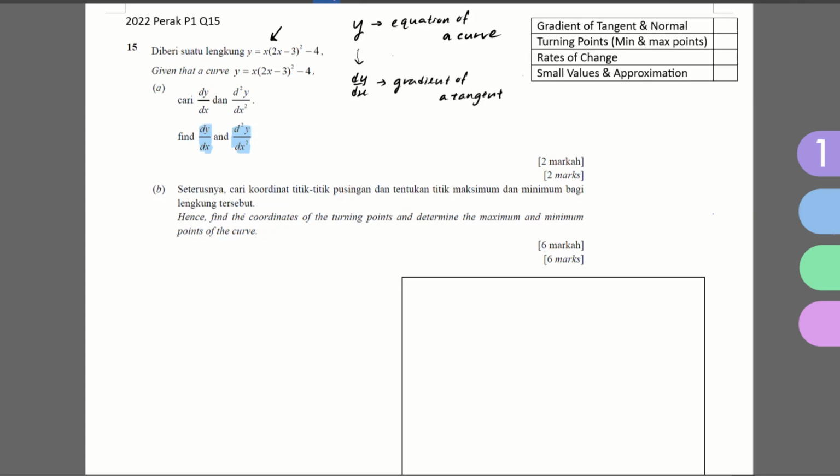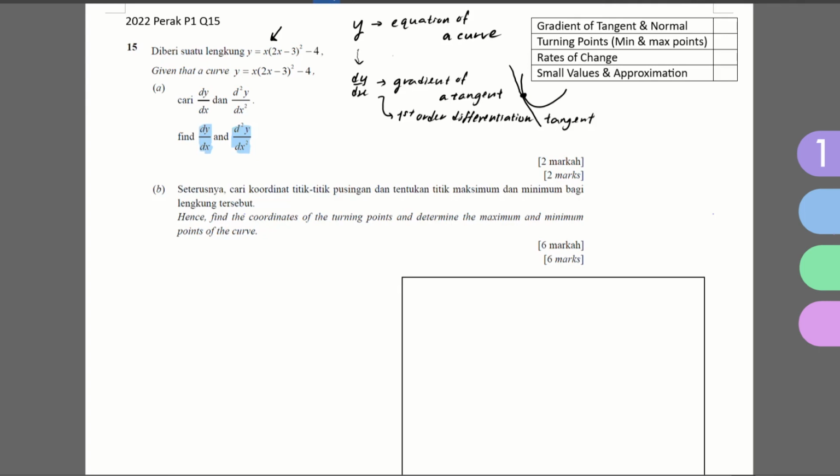For example, if I draw a curve and I draw a point here and I draw a line to pass through this point, this line would be the tangent. So dy dx helps us to find the gradient of this tangent. There's another name for it, which is the first order differentiation. You just need to differentiate one time to get dy over dx.